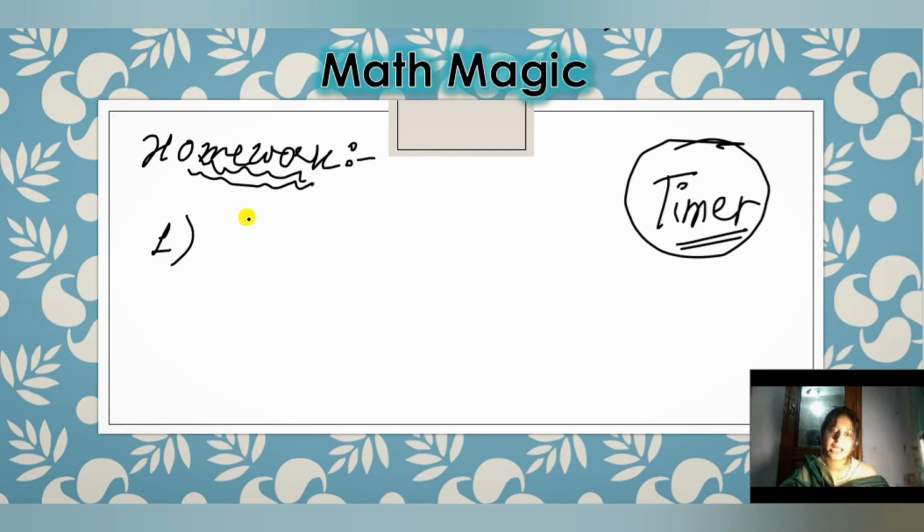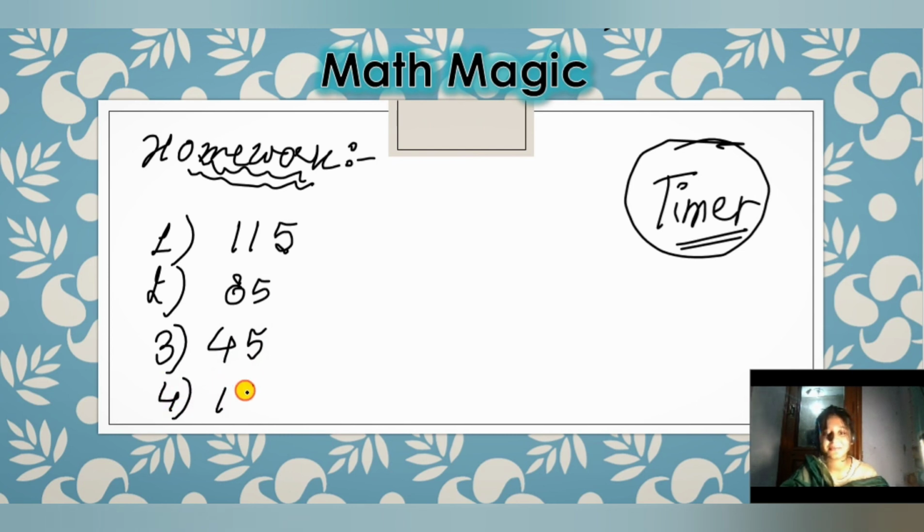So my questions as homework are 115, 85, 45, and the last is 50. Try to use this trick to solve all the 4 questions. If you are able to do it in 15 seconds, trust me, you will all rock and the people around you will get shocked.